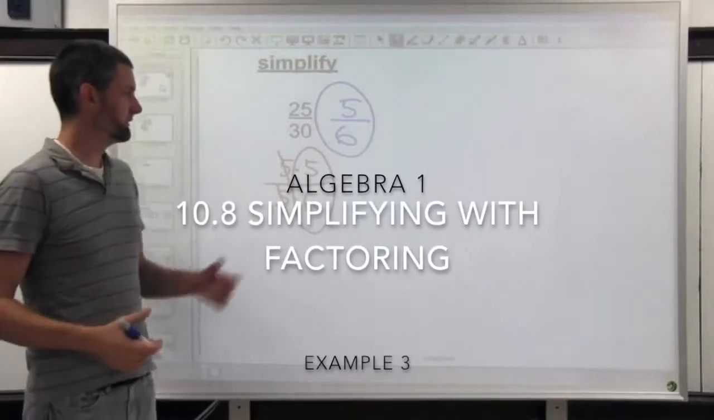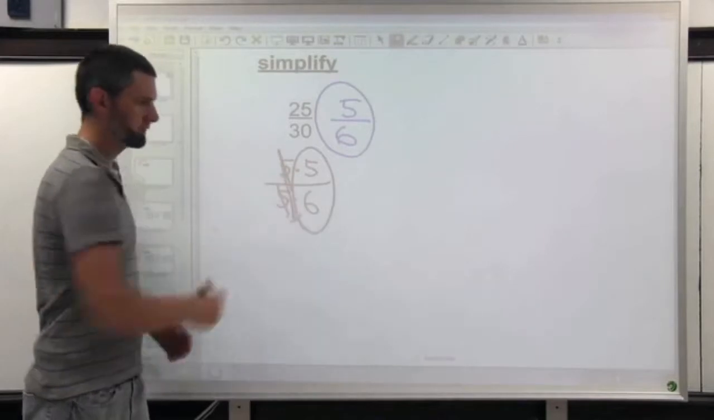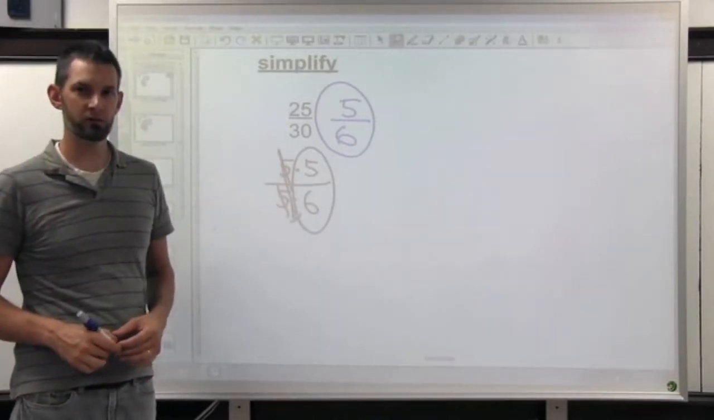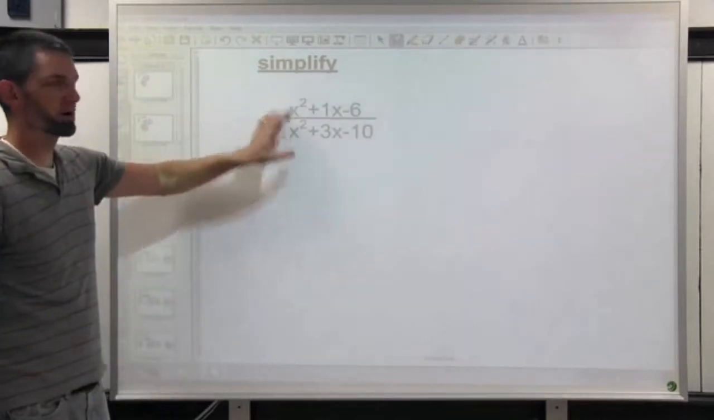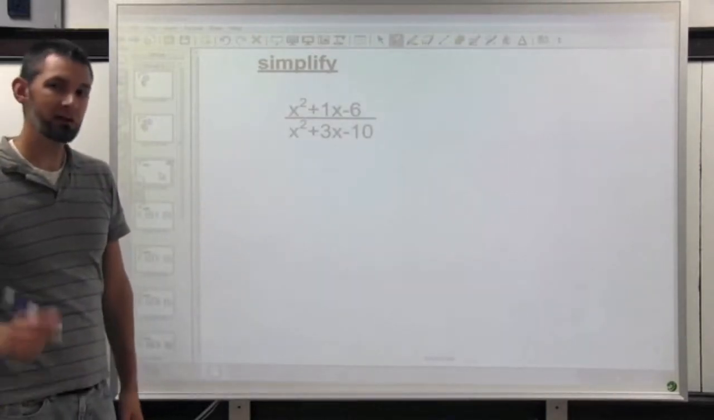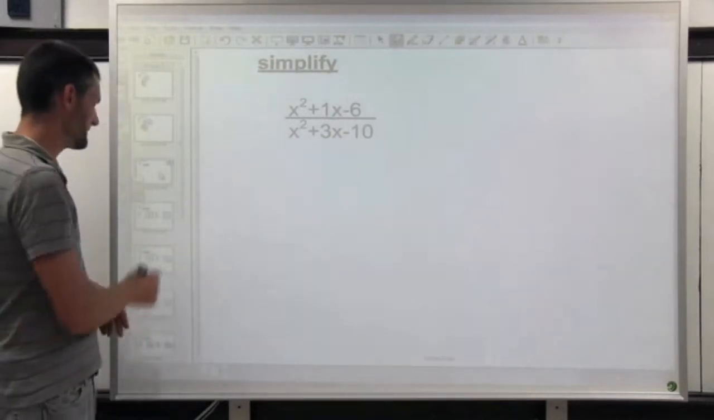All right, let's use the idea of breaking up numbers into factors and then canceling those out if they're a common factor. Let's use that idea to help us simplify a much more complicated fraction that actually looks a lot like some of the factoring that we've done. In fact, that's what we're going to do.